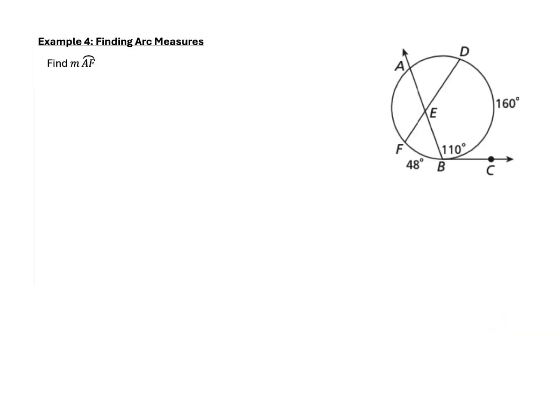For our example 4, these problems are all multi-step. And when we do these multi-step problems, there's more than one way that you can do the problem. So you might think of this in a different way than I do, and that's okay. Just make sure that you're marking up the circle as you go. First, look at what the question is asking you to find. It's asking you to find the measure of AF, which I just marked right here in green.